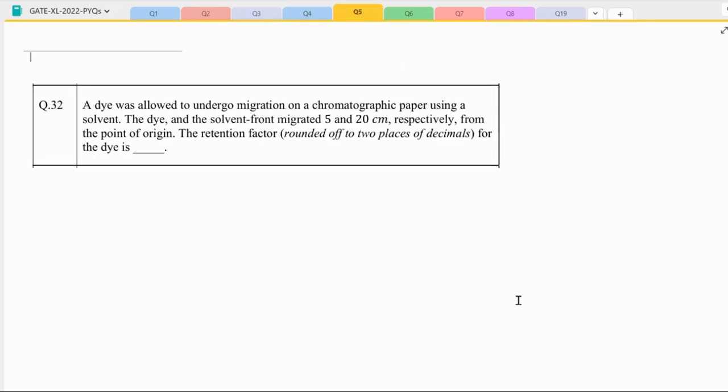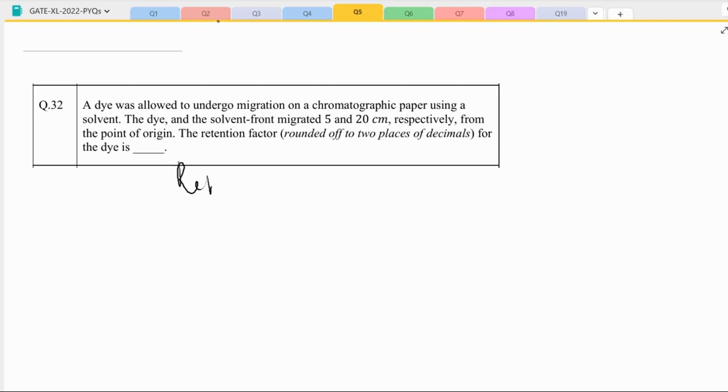A dye was allowed to undergo migration on a chromatographic paper using a solvent. The dye and the solvent front migrated 5 cm and 20 cm respectively from the point of origin. So what is the retention factor, rounded off to 2 places of decimal, for the given dye? So it's a very, very simple question.